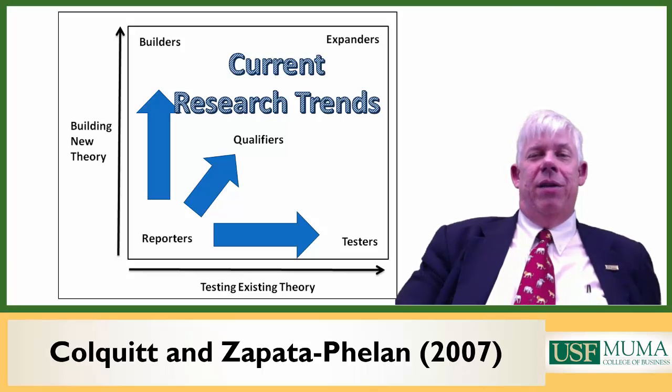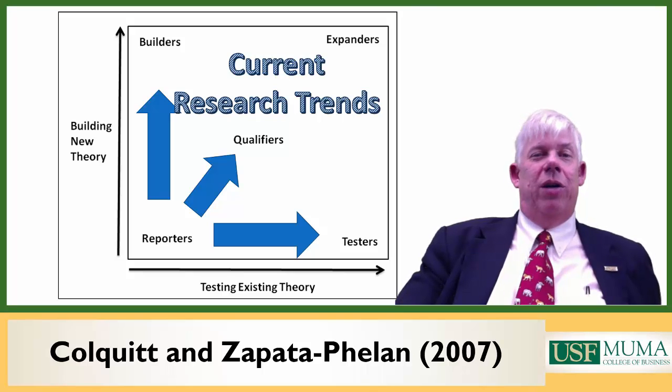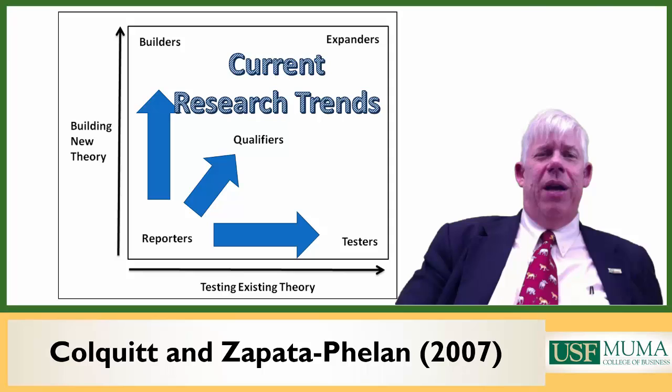In fact, the top-tier journals more or less say, if you don't have theory in your research, then we're not going to publish it. And in some senses, that suggests our discipline has become more refined, and we have evolved. But on the other hand, the reporters played a very valuable role, because what they did was they gave us observations that we could use without necessarily going out into the field.